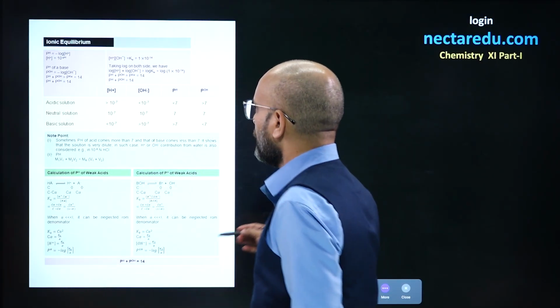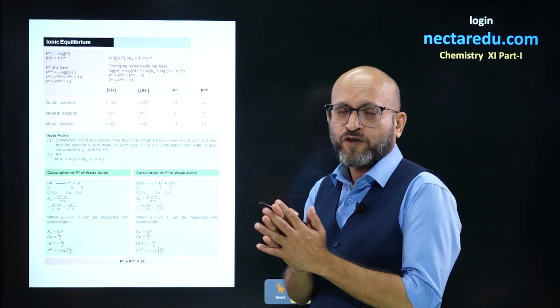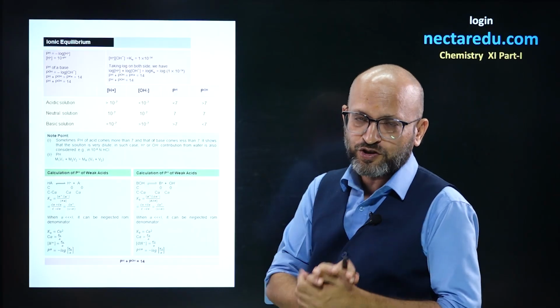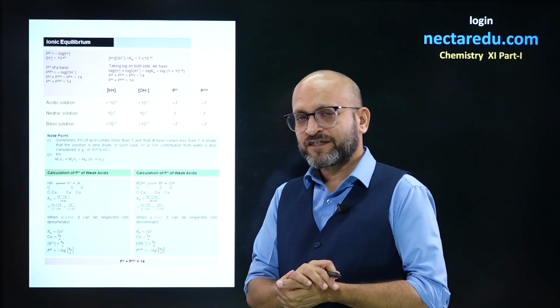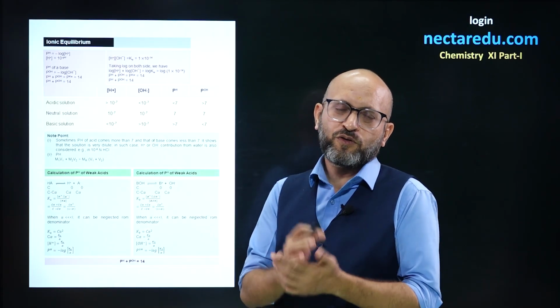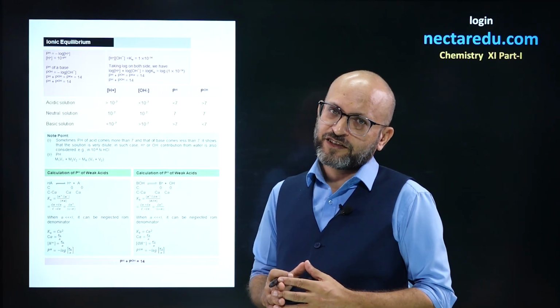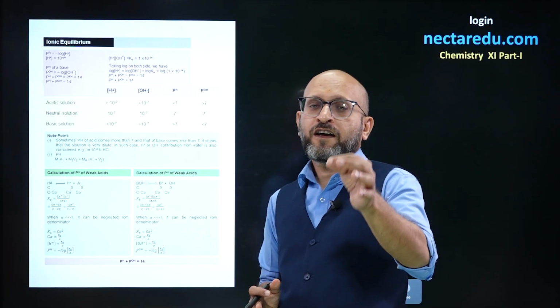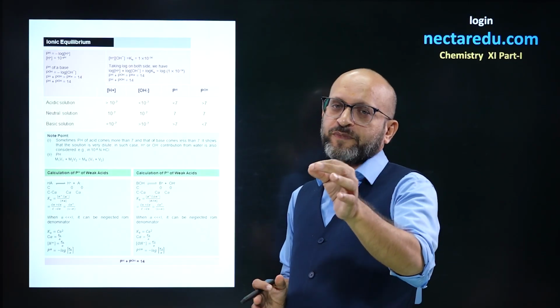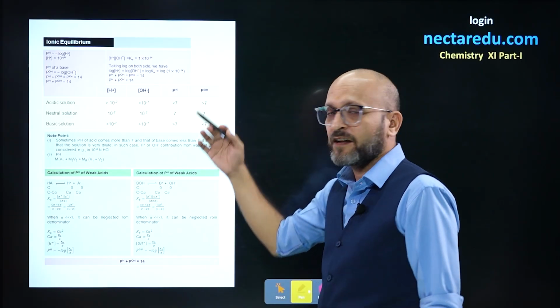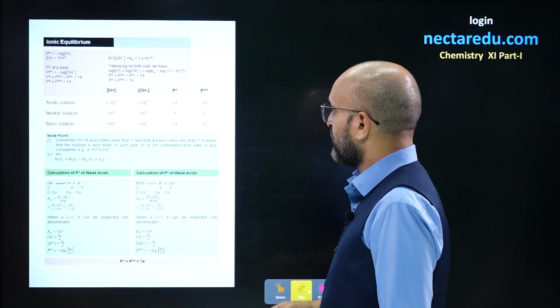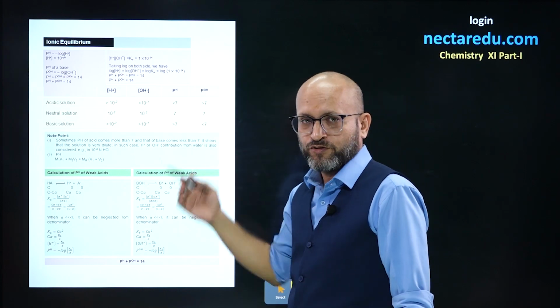Next, you know that pH plus pOH equals 14. So if an acidic solution is there, H plus concentration will be higher than OH minus concentration. For a basic solution, OH minus concentration is higher than in an acidic solution. For a neutral solution, both H plus and OH minus concentration will be equal. Alright. So these things are mentioned out here, and pH value will be according to that.